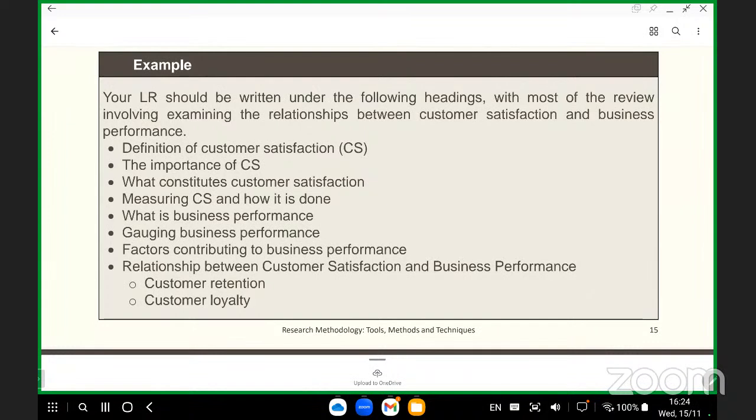Okay. Jadi definition of customer satisfaction, kalau di sini dia bercakap tentang customer satisfaction and business performance. Dia hanya ada dua variable di situ.